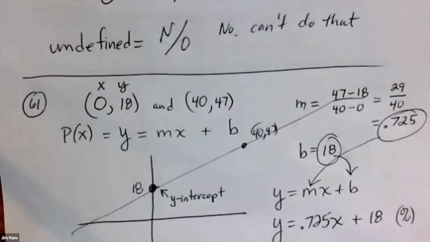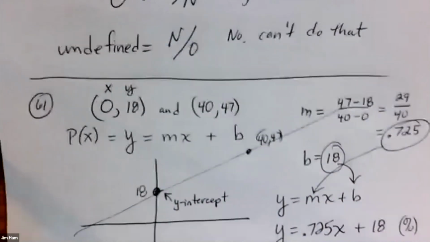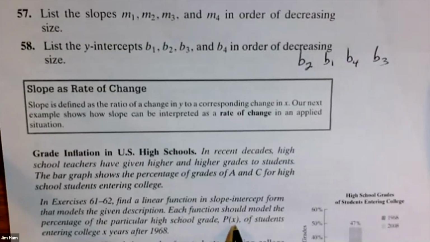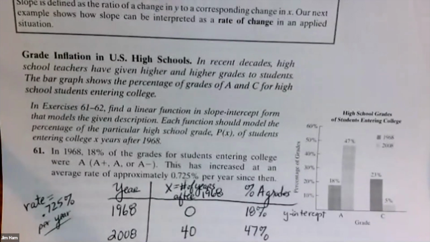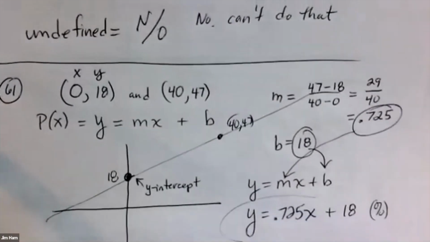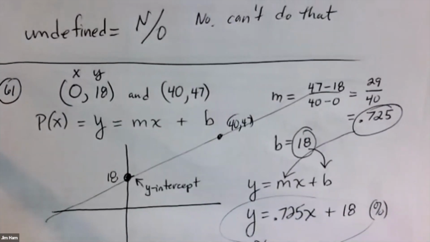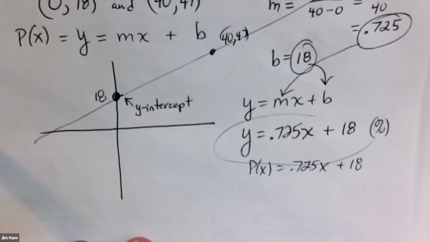So here's an application. There are many, many more where this is used. They said you could call it P of x if you'd like, but there it is. And you could do a similar problem with C grades as well. Or P of x equals 0.725x + 18 if you wanted to put it in function notation.